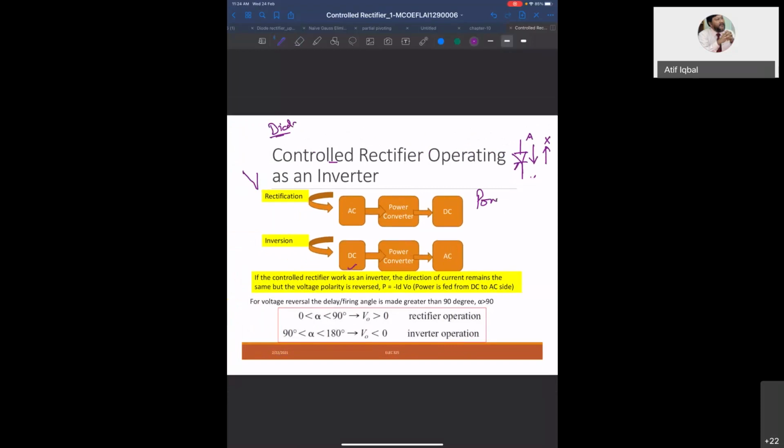Doctor? Yes. How are we going to turn on the thyristors if we have a negative voltage at the input? We will turn it on with plus and minus. But we will see that the voltage across the load changes, okay?